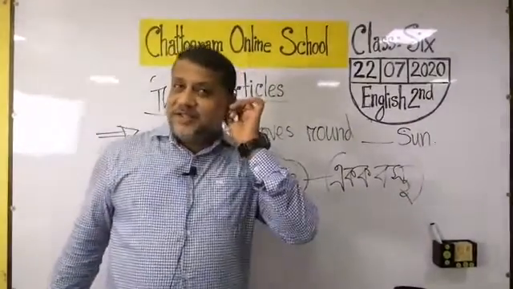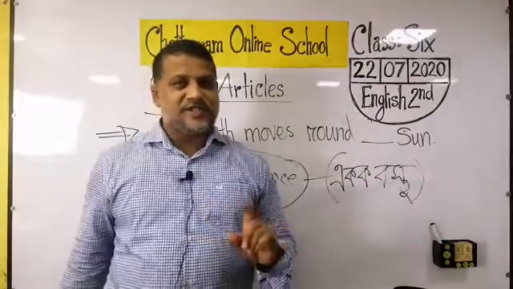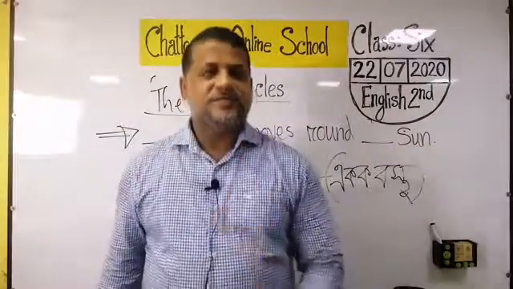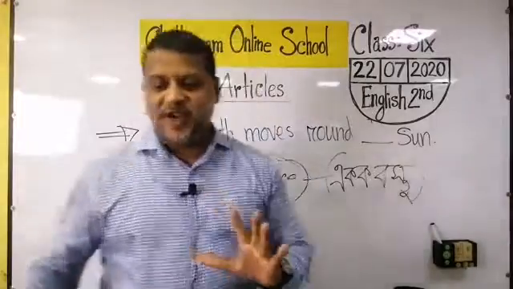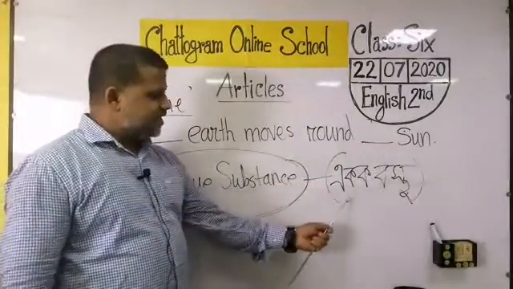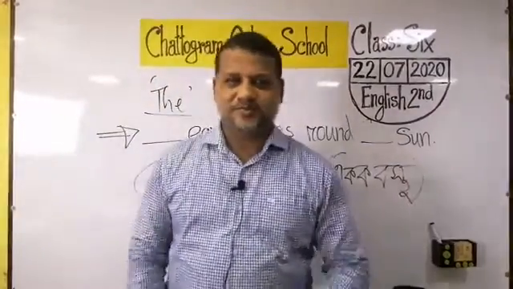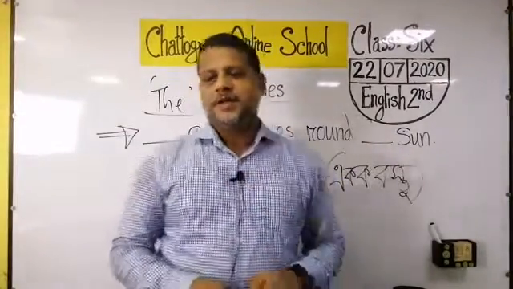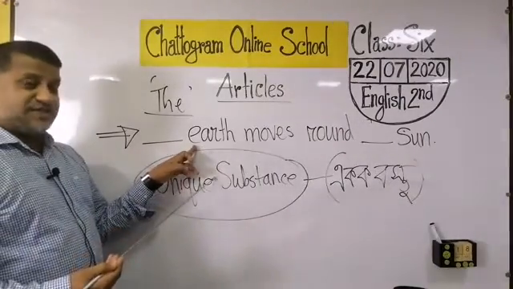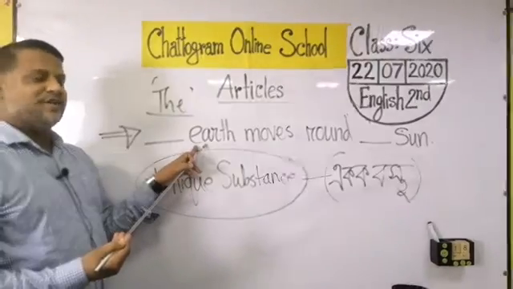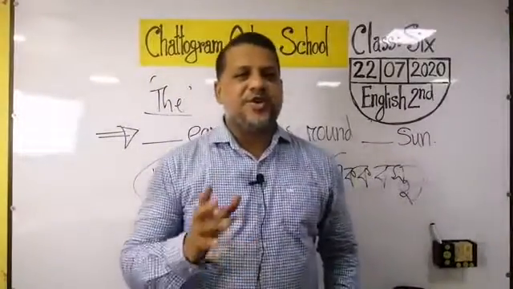Actually, a unique substance is a kind of thing which doesn't have any alternatives. For example, you see only one earth, you see only one sun, so they are unique substances. They do not have any alternatives. So my dear students, look at the word earth. There is no two earths, only one earth. Sun is also one. It means we will have to use "the" just before unique substances.